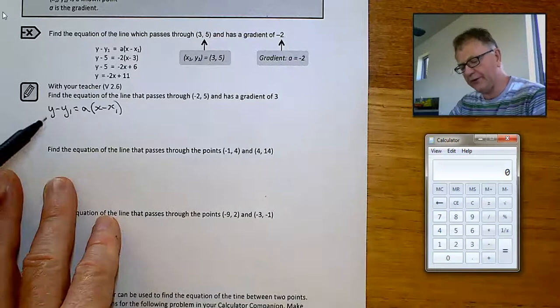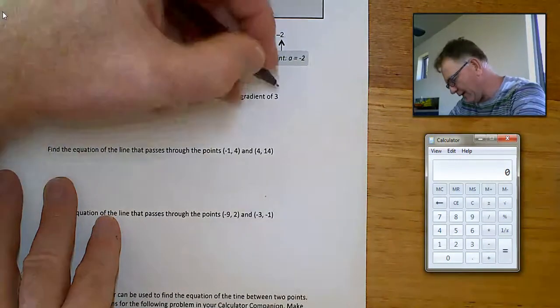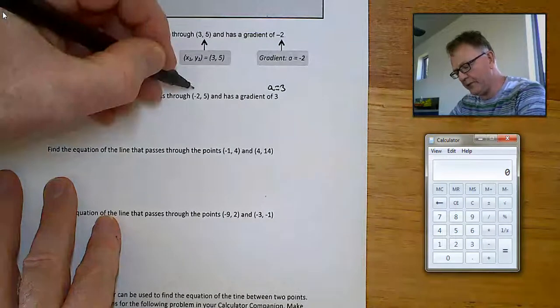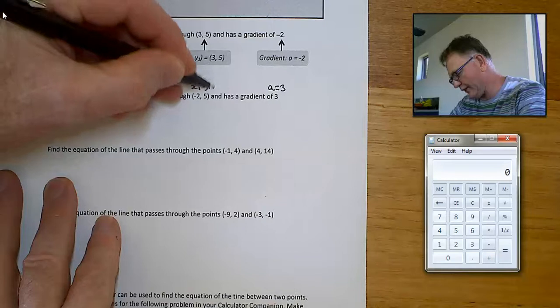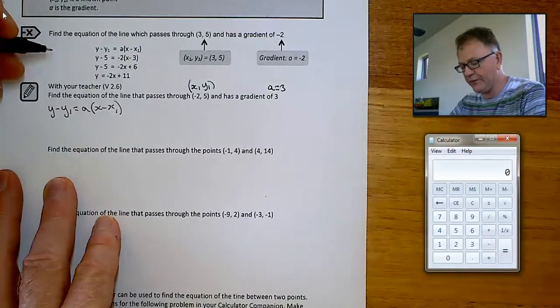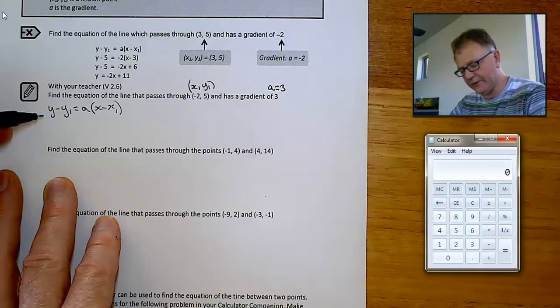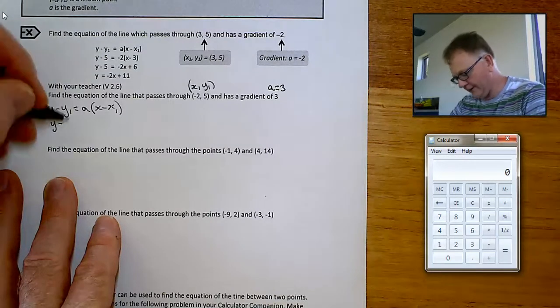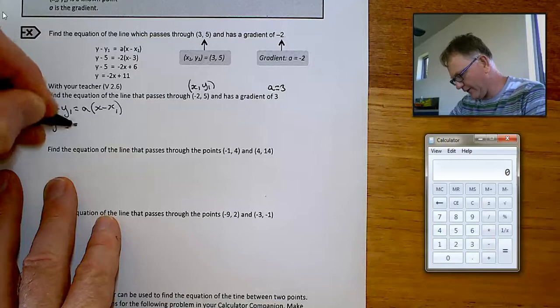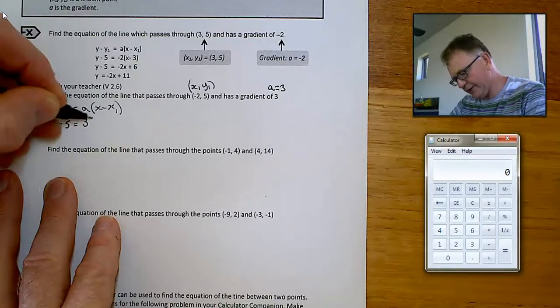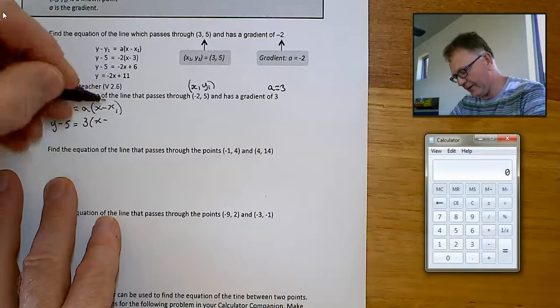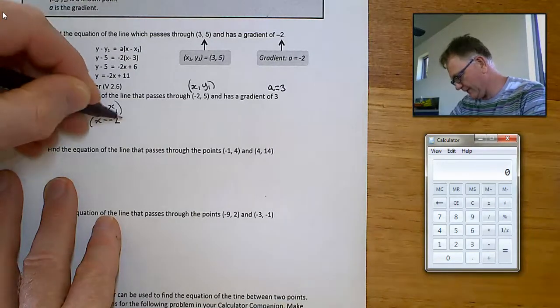Well, we're going to just substitute into this formula here. The gradient a equals 3, and we know that this is 1 point. This is the point x1, y1 on the line. So let's put that information into the equation here. Now, y minus y1 is 5 equals a, gradient equals 3, times x minus x1. X minus x1 is minus 2.